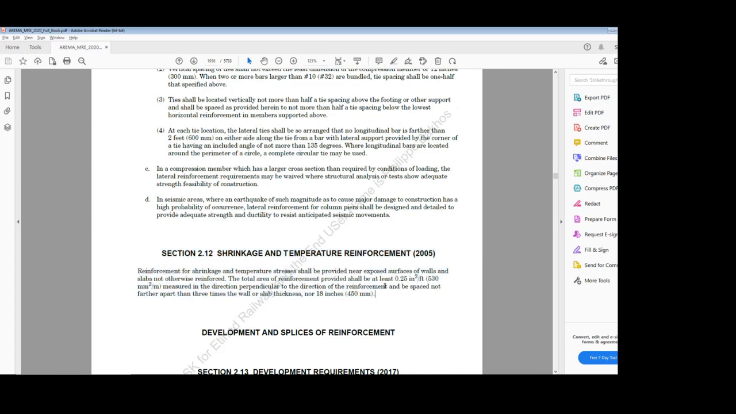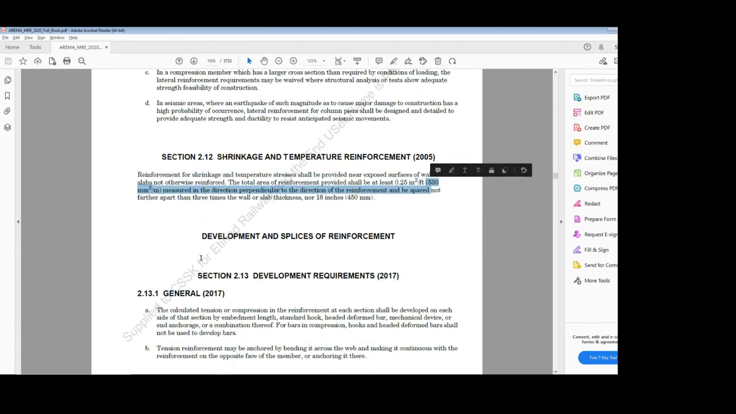After this, check the clause which says that we have to apply this much minimum reinforcement to prevent shrinkage and temperature cracking. This is a secondary crack. It will not affect the strength of the structure, but it affects aesthetics. For architectural purposes, minimum reinforcement should be like this. Then splices, then development length.